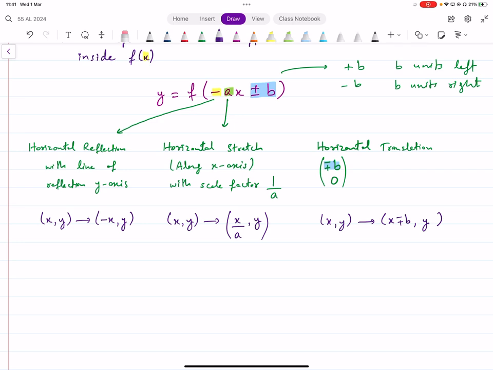These are horizontal transformations. Any problem with any of this? Clear for everyone? Yes?